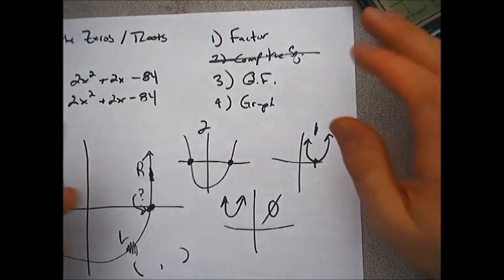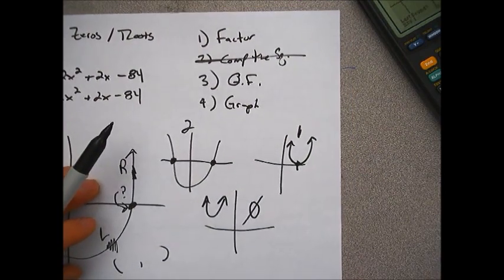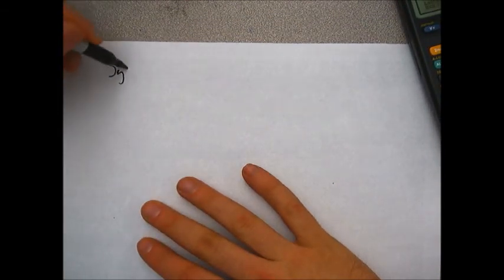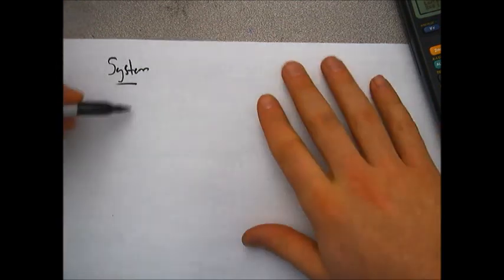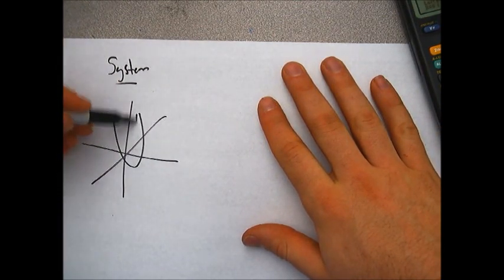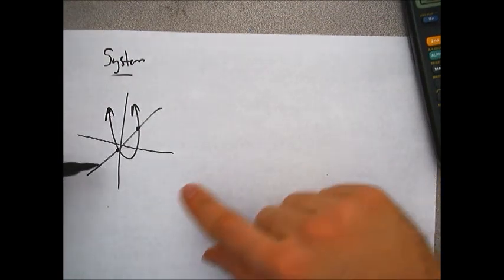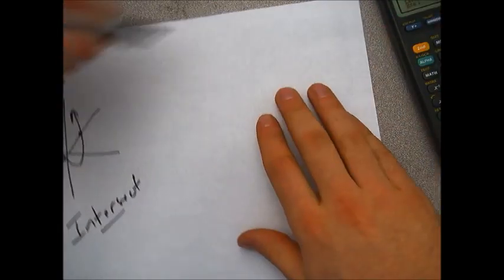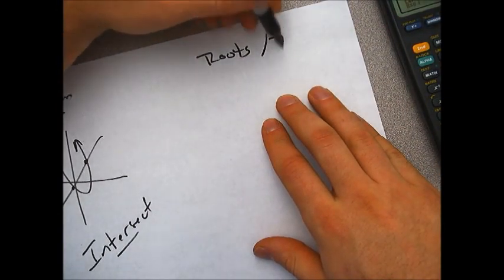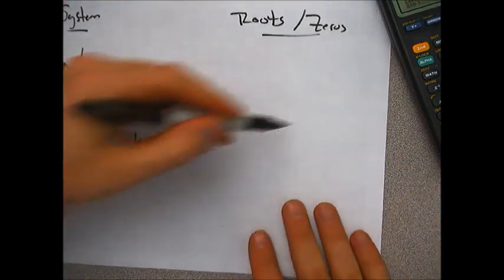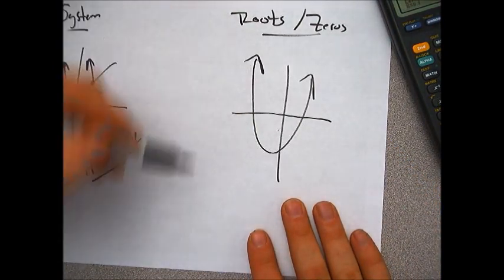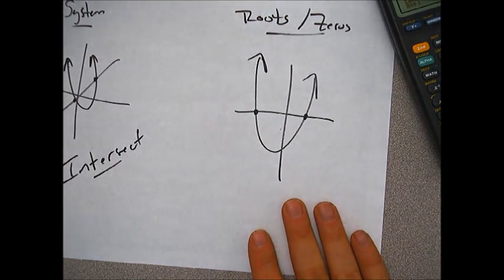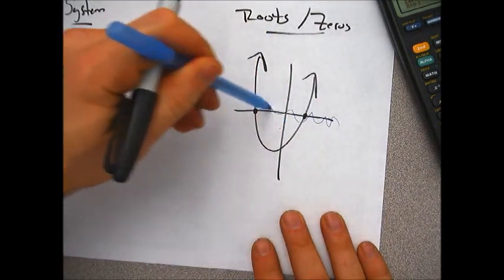So remember, the difference between a system of equations versus finding the zeros. In a system, you have more than one thing, so for an example, a line and a quadratic, and your answers are where they intersect. And in a find the roots or zeros type of problem, you only have one quadratic and nothing else, and the answer is wherever your graph hits that x-axis.